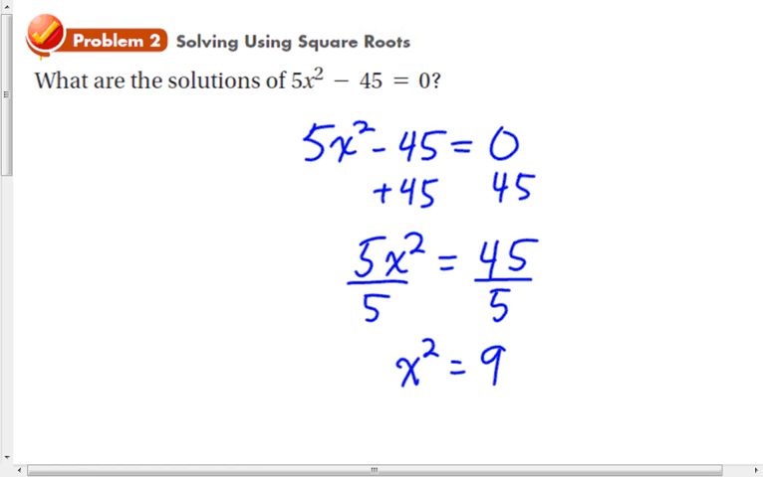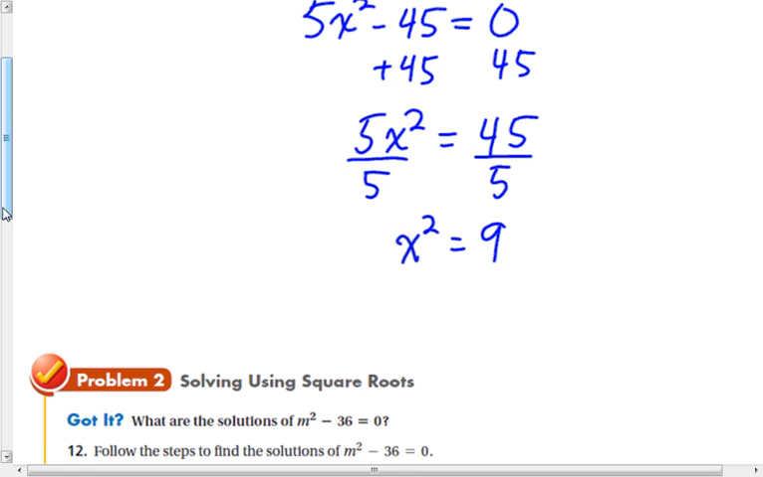And at this point, you could probably tell what the answers are, and they're plus or minus 3. You get that by taking the positive and negative square root of both of these. And we get plus or minus 3 for the answer. Okay, so there's 2 solutions to that. Go ahead, you try that.